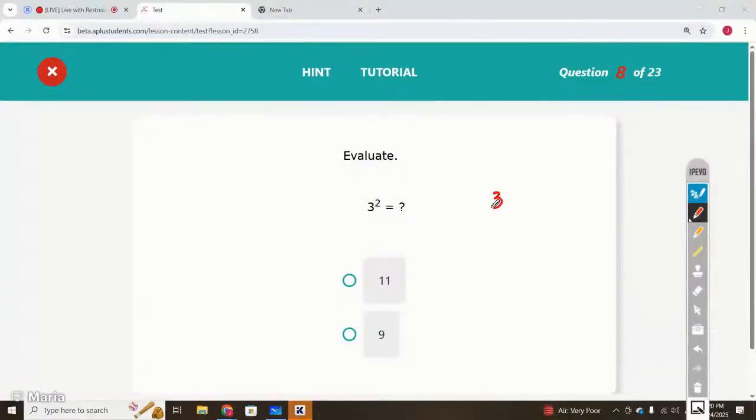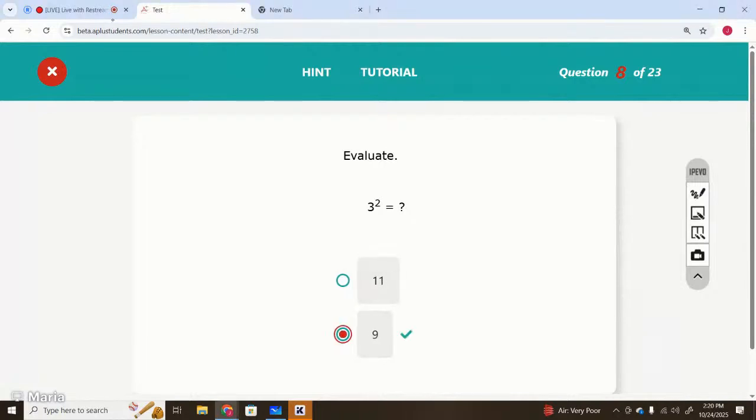That is 3 times 3. 9 it is. Option number 2 is the correct. Okay, you can complete the lesson by yourself later today. Let me just move on to next lesson.